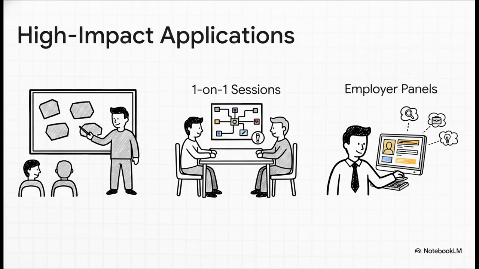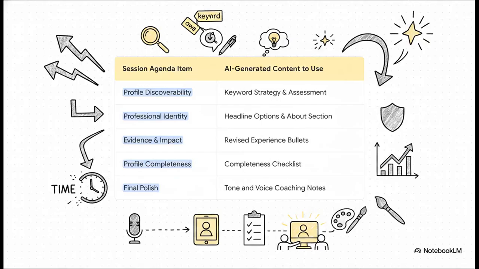For your one-on-ones, the 5-point assessment becomes your session agenda. And for employer panels, that keyword report is a powerful way to show students a real behind-the-scenes look at how recruiters actually find talent. And this is where it all clicks into place.